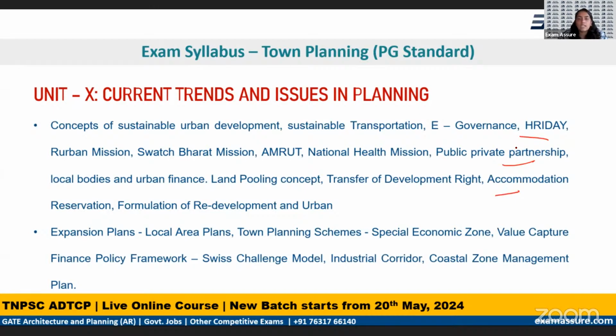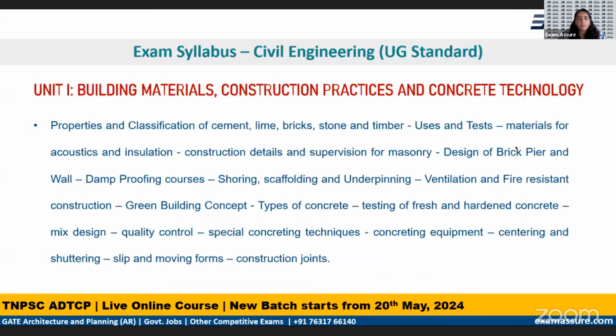Okay, because this is what they're saying, the town planning questions are going to be of PG standard, so the difficulty level is going to be of a postgraduate level. Keep that in mind. Coming to the civil engineering syllabus, here your basics of building construction is something that you need to know. What are various materials that are there in construction, what are their properties, what kind of tests can be done for these materials, etc.